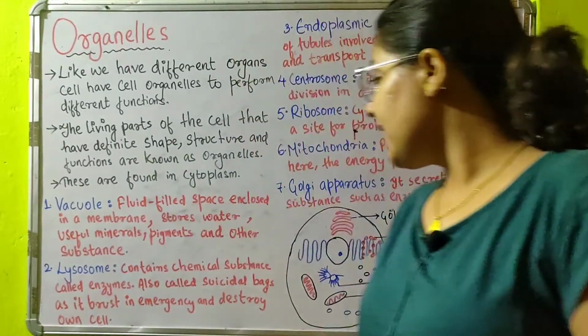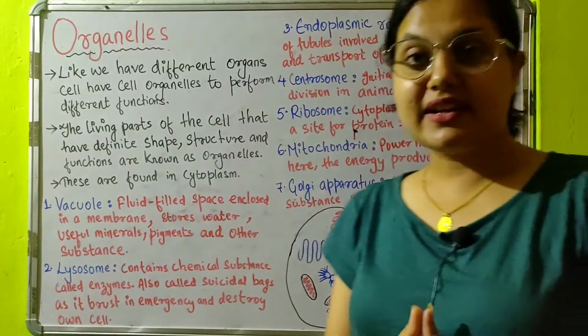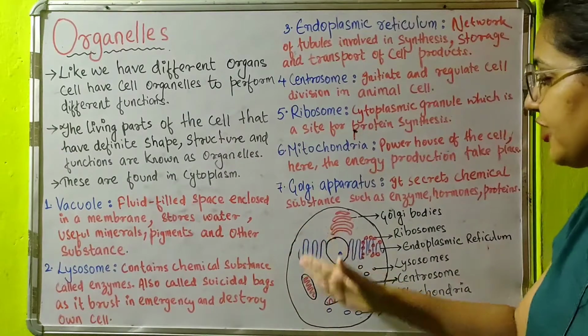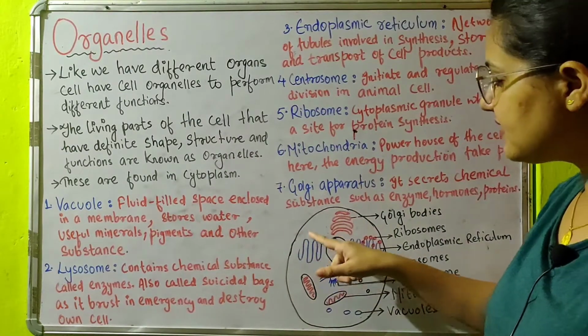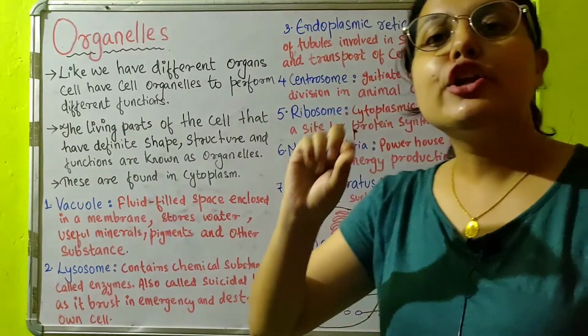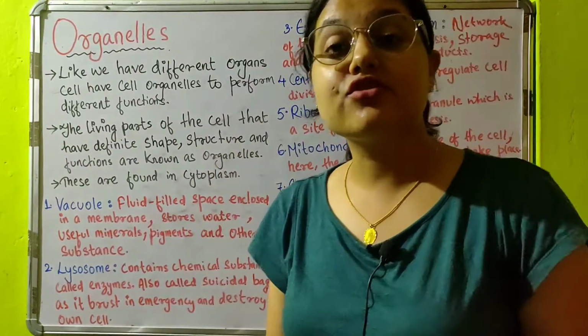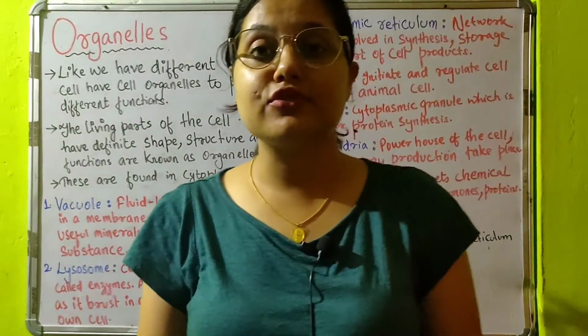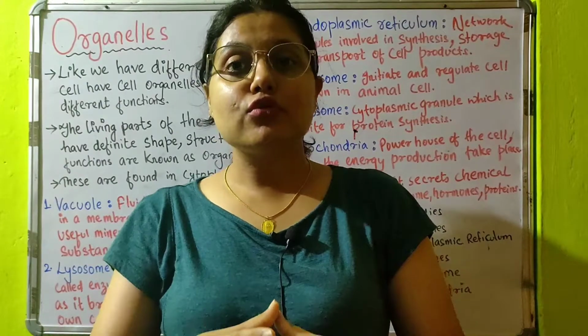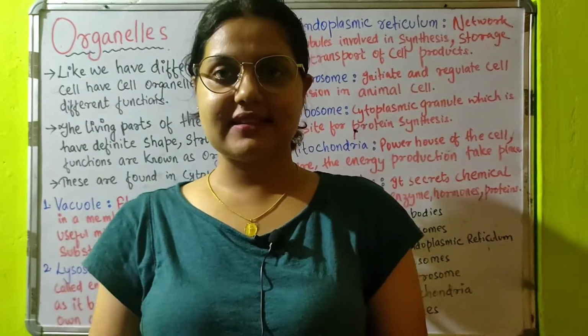Coming to the endoplasmic reticulum, it is a reticulate-like structure. This kind of structure is known as a tubular network. The function of the endoplasmic reticulum is to make, store, and then transport the cell product.